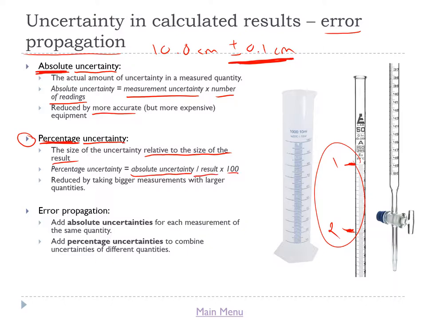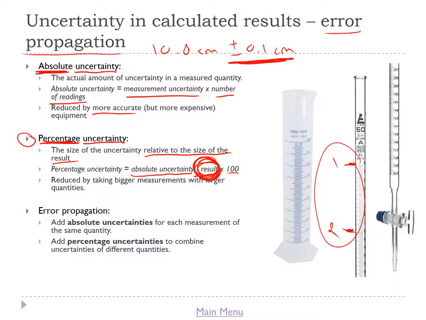Okay. Now, because it's divided by our result, the bigger the result or the quantity that we're measuring, the smaller the percentage uncertainty, because you're dividing by this bigger number, which is one of the reasons we always try and make sure in titrations and making up solutions and all sorts of other quantitative things, we try and take bigger readings, because that reduces our percentage uncertainty.